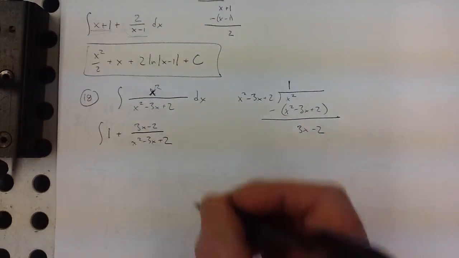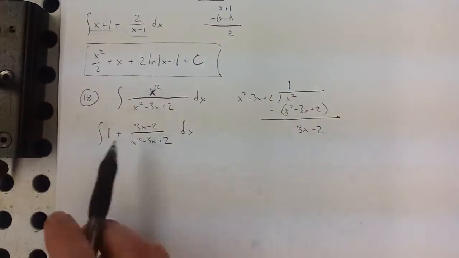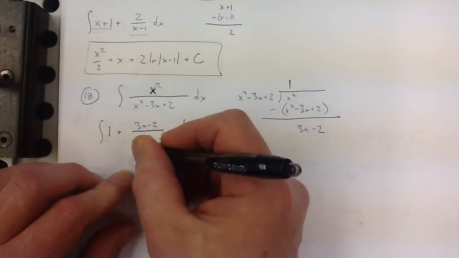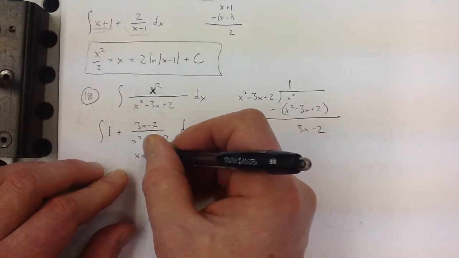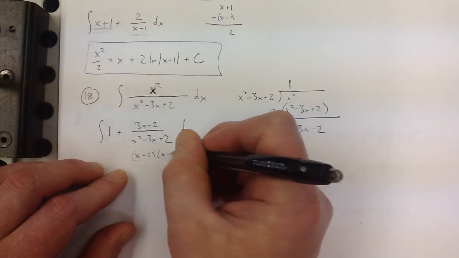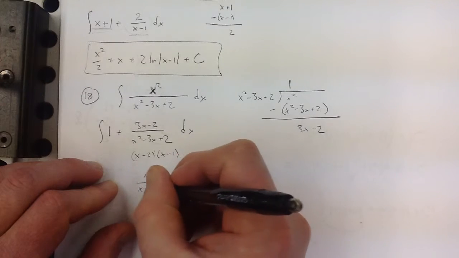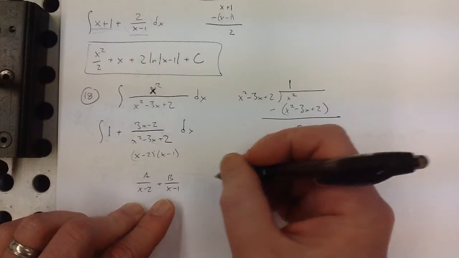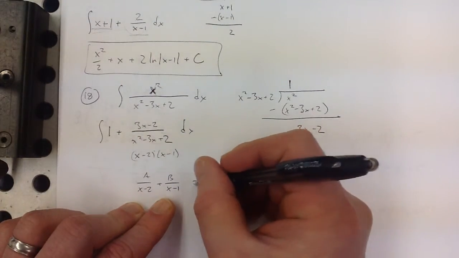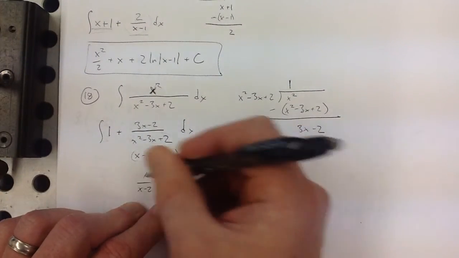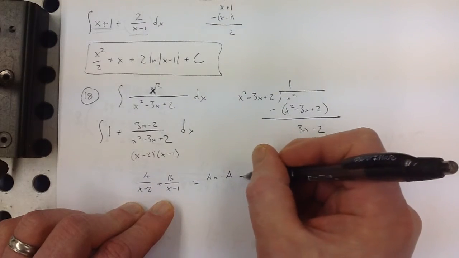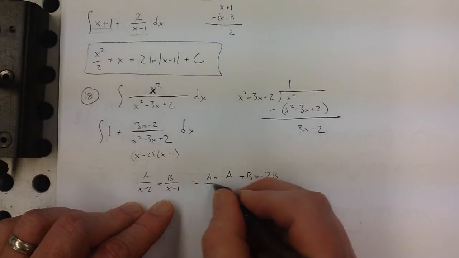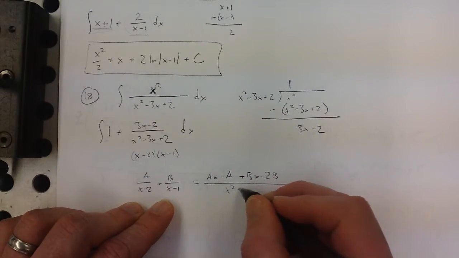So now I can do my partial fraction thing here. But don't forget about the 1. That's still going to be there, right? So here, this factors into x minus 2 times x minus 1. So a over x minus 2 plus b over x minus 1. That's going to somehow resolve back into this: ax minus a plus bx minus 2b, all over my common denominator.